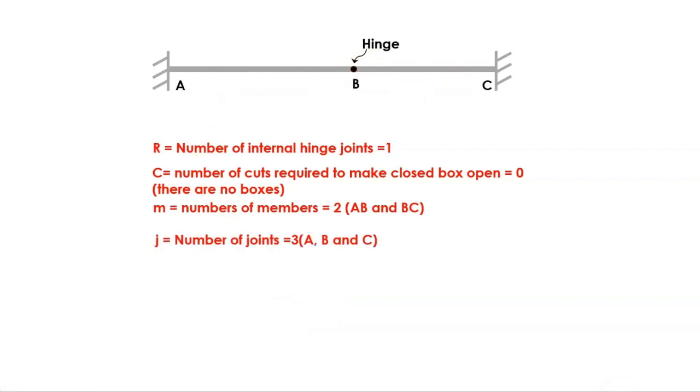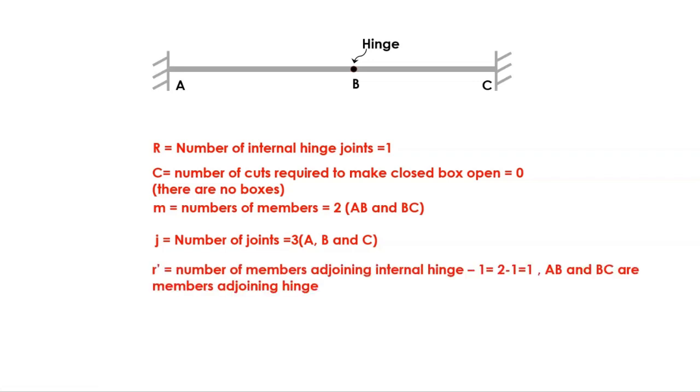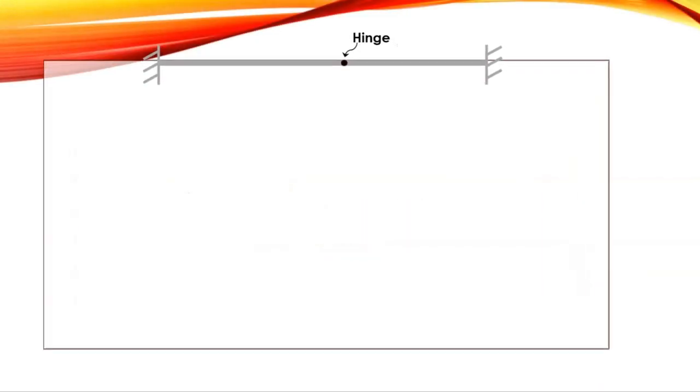Then J, the number of joints. Here there is an internal hinge, so we consider the internal hinge in this question. So there will be 3 joints, A, B and C. And now R dash, the number of members adjoining internal hinge minus 1. AB and BC are the members adjoining the internal hinge. There are 2 members, so 2 minus 1, that is 1. The value of R equals 1, C equals 0, M equals 2, J equals 3, R dash equals 1 for this given beam.